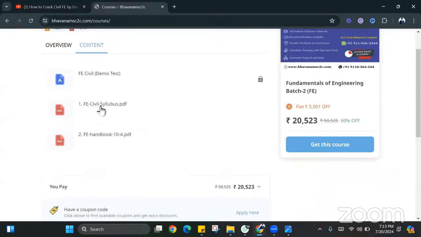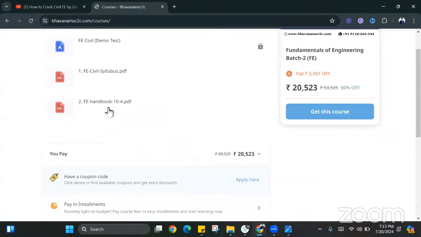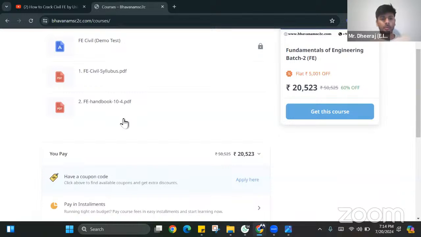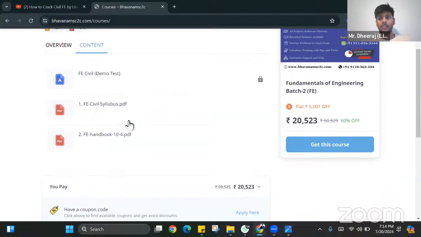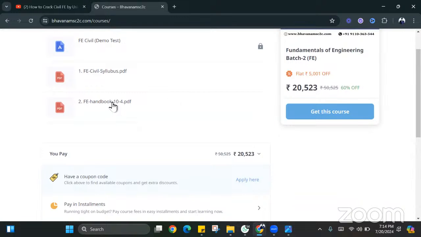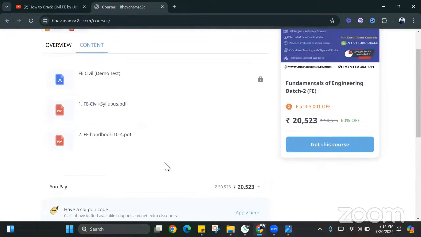And here you can see the syllabus. Dheeraj mentioned you are going to get the syllabus, and I hope Dheeraj used the 10.4 FE handbook, isn't it, Dheeraj? I went to the website and it is the recent handbook, the latest one, from July. So we got the 10.4 handbook, and everything will be readily available for you.